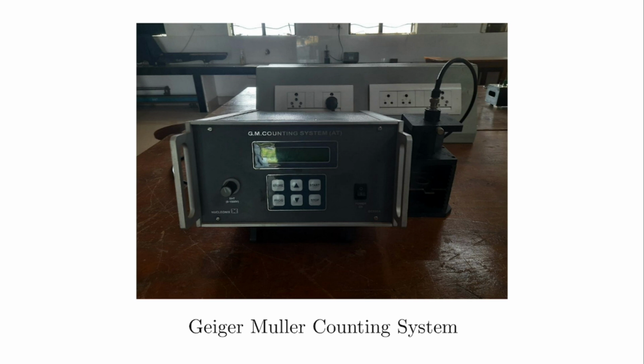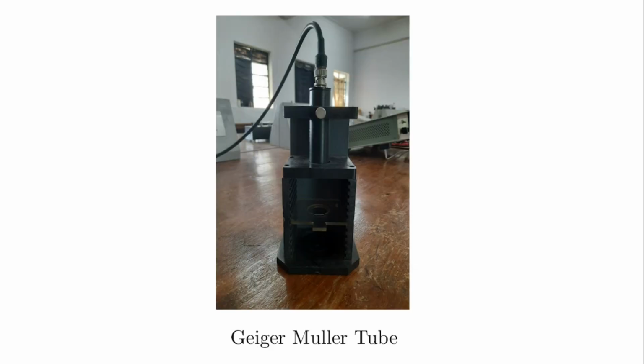What we see here is GM counting system, Geiger-Müller counting system. This is the main apparatus we use in this experiment. It is a device used for detecting and measuring ionizing radiations. It is an instrument that uses the principle of gas ionization to detect and measure the radiation. Geiger-Müller tube. This is a tube connected to GM counter. It is used for detection of gamma radiations, X-rays, alpha, beta rays. It can also be adapted to detect neutrons.